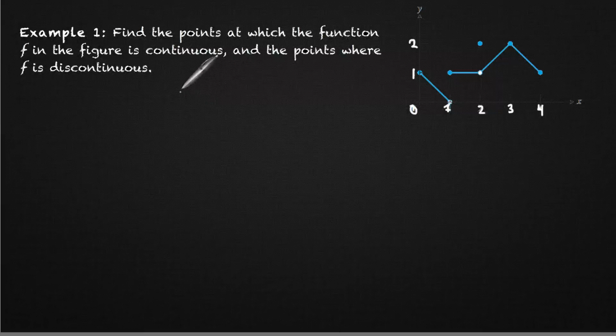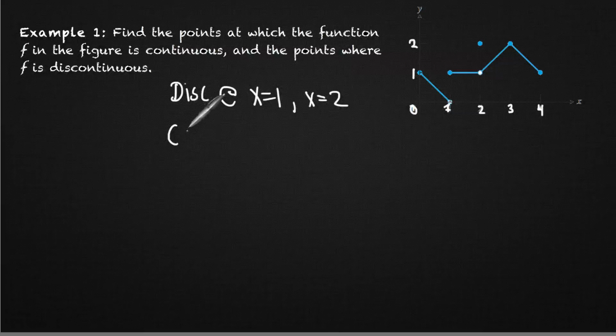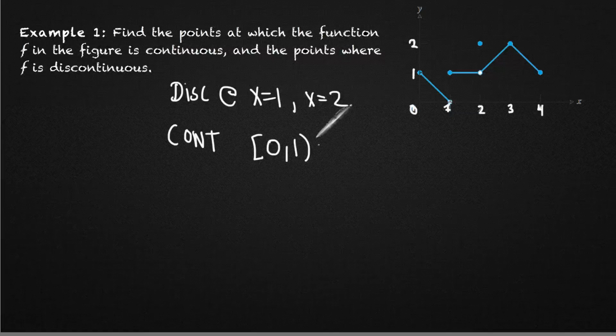So why don't we start with saying that it is discontinuous at x equals 1 because there's a jump, and at x equals 2 because there is another jump right here. So that means by default that it is continuous at 0 to 1 parenthesis. We want to include 0 because there is a closed dot right here, and we don't want to include 1 because that's one of our points of discontinuity.